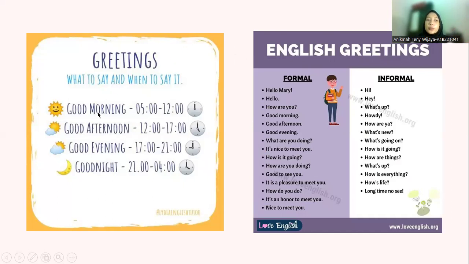Good morning is said from 5 a.m. until 12 p.m. Good afternoon starts at 12 p.m. until 7 p.m. And then good evening starts at 7 p.m. until 9 p.m. And then good night you can use to end the conversation.